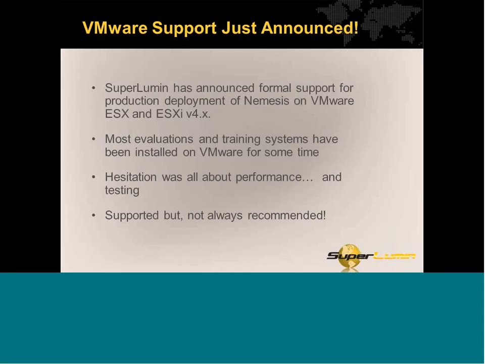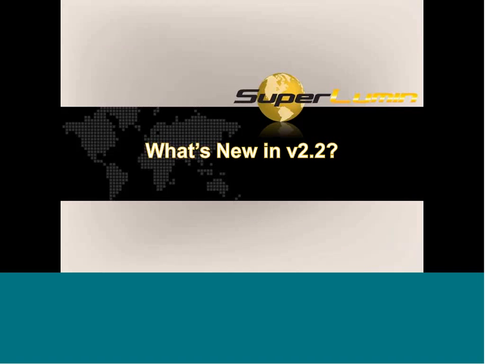As previously indicated, we are now supporting VMware. The formal support is for ESXi version 4. A lot of customers, in fact, most of the evaluations we've done over the last few months were done on VMware. And that's what started to get our attention and build our experience base and confidence in running SuperLumin Nemesis in a VM environment. So what's in 2.2?